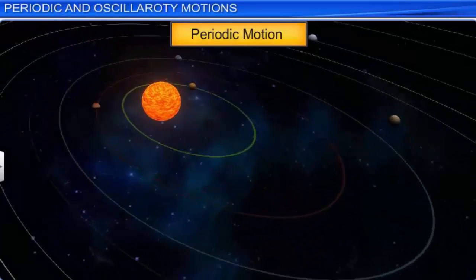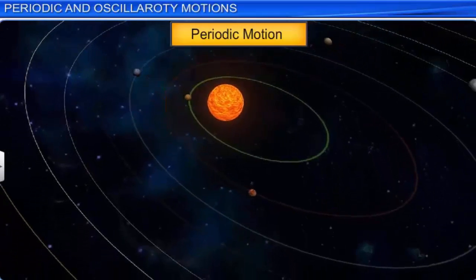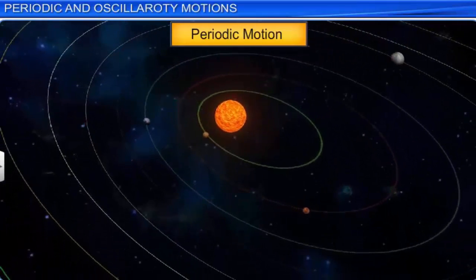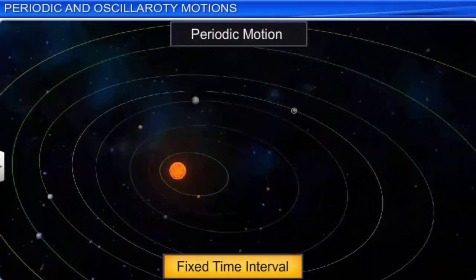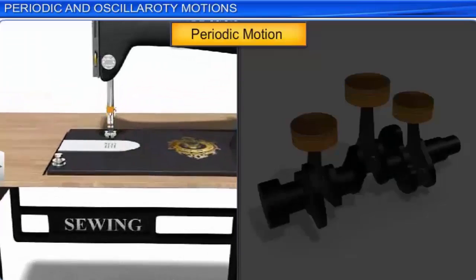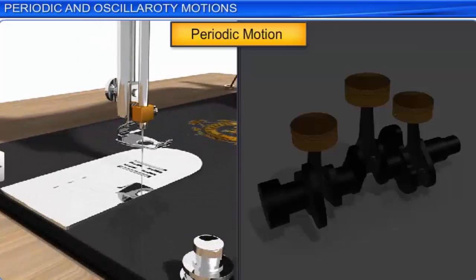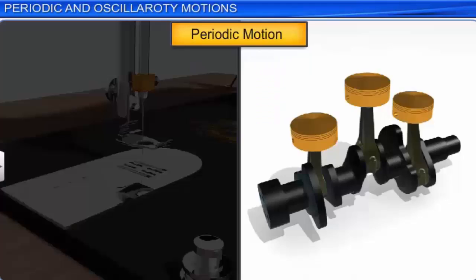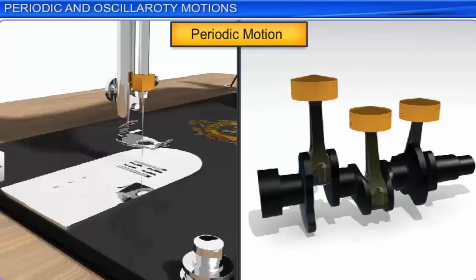Periodic motion is exhibited by all the planets revolving around the Sun, since each planet has a fixed time interval for each revolution around the Sun. Periodic motion is also exhibited in other cases, such as the to and fro motion of a sewing machine needle and the movement of the piston of an engine. The to and fro motion of a body is called oscillatory motion.